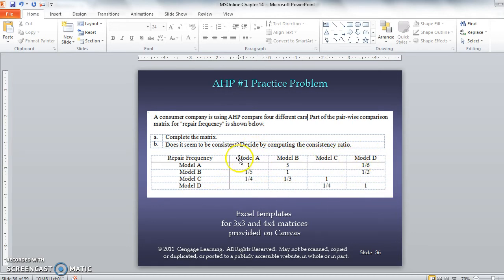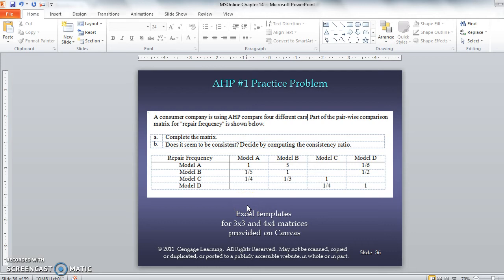Some elements I will complete for you and just ask you to finish off, complete the matrix, and then I'll ask you to compute the consistency ratio and to determine whether or not it seems to be consistent. And I want you to recognize that those are the Excel templates based on either 3 by 3 or 4 by 4 given you. Matrices are provided on Canvas. This would be a 4 by 4 model. So let's look at how this would complete.